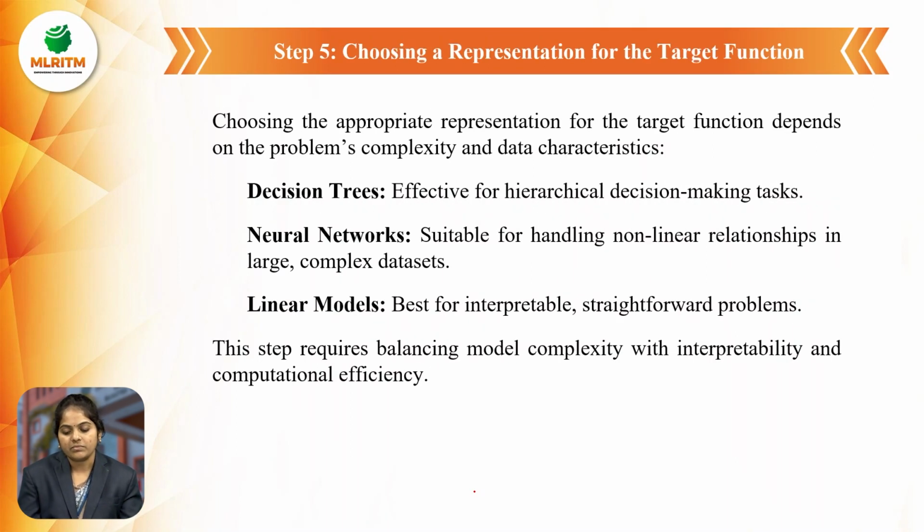And step 5, choosing a representation for the target function. Choosing an appropriate representation for the target function depends upon the problem complexity and the data characteristics. So let's see the different kinds of representation for the target function: decision trees, neural networks, and linear models. These are the example representations which are used in machine learning. Decision trees are effective for hierarchical decision making tasks, so basically they are used with hierarchical data.